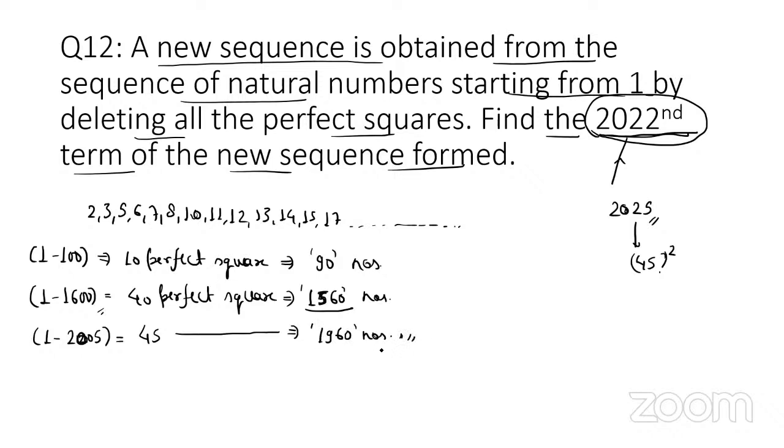So we have actually written 1960 numbers, and we had to write how many numbers? Then we had to write 2022 numbers, right? How many numbers are we behind? We can say we are 62 numbers behind, right? We are actually 62 numbers behind.